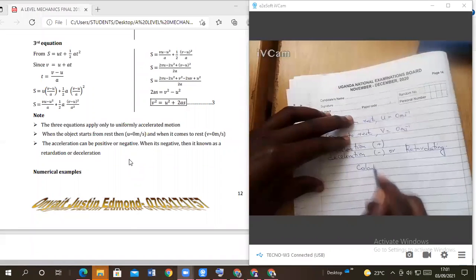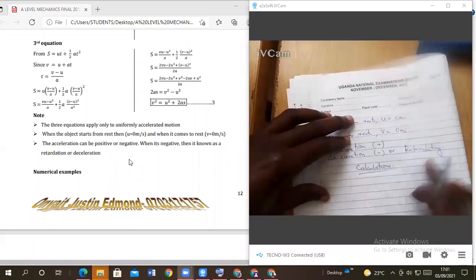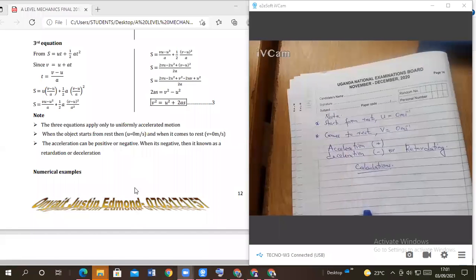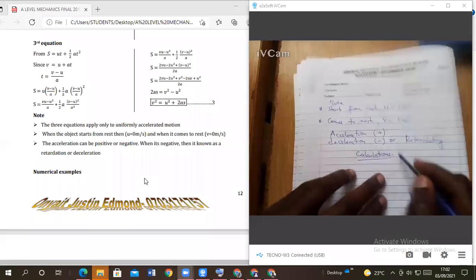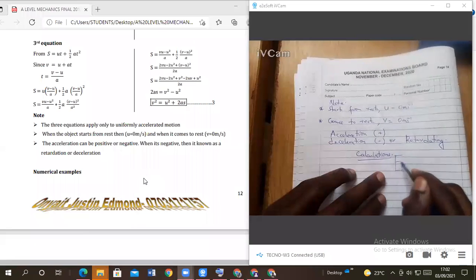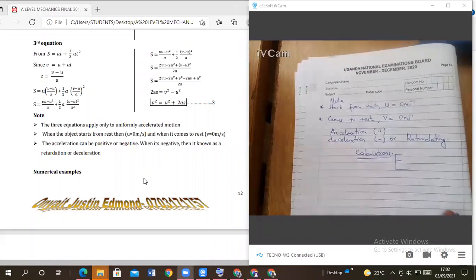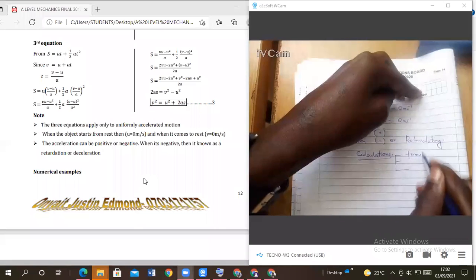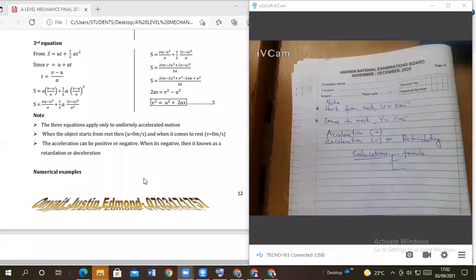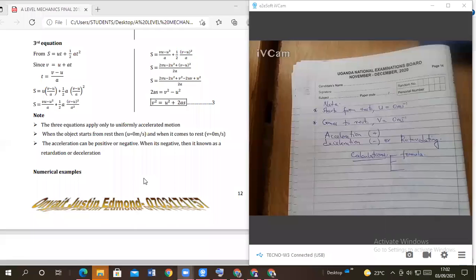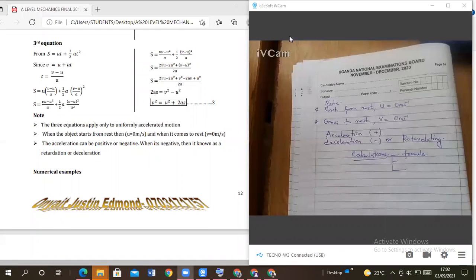Calculations. Members, sub-heading calculations. When you are doing calculations, I want you to pay attention to these three things. The first thing must be what? If you don't know the formula, you will never succeed in any calculation on this planet. Unless you are going to use witchcraft, I don't know which formula you will use. But as long as you are carrying out a calculation, you must write the formula.